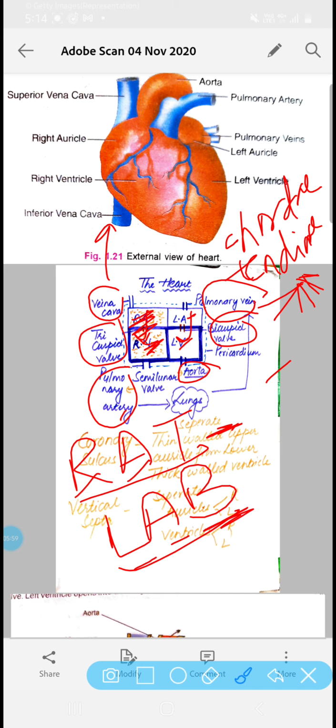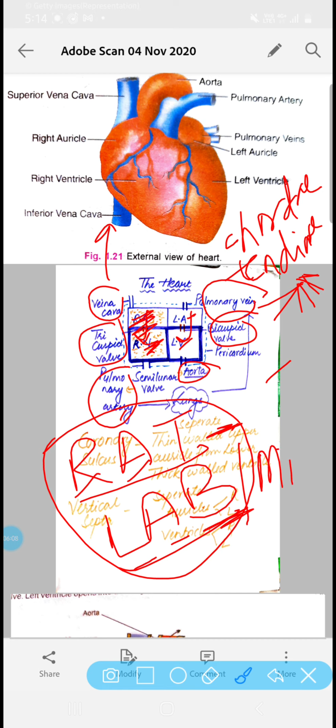Okay, so by this you can learn the positioning of the two valves. Now this bicuspid valve is also called the mitral valve. Okay, so this is the structure.